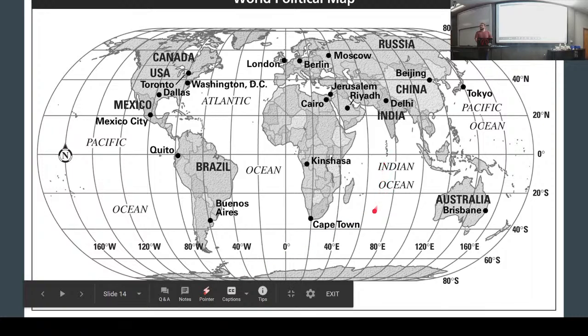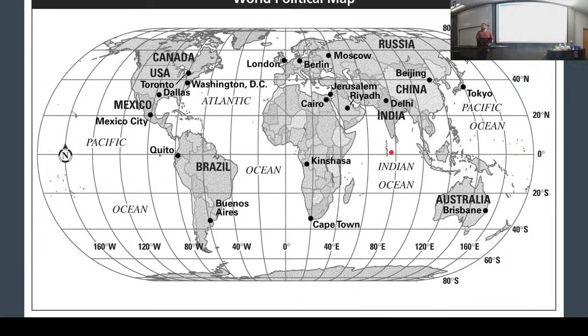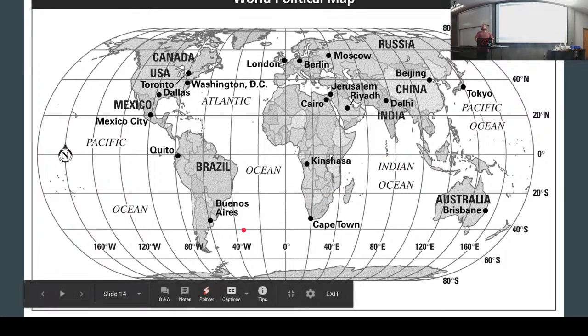So, let's just click the pointer. Yeah. We know it's right up against 80 degrees east. So it'd probably be a safe assumption that Delhi would be at like 30 degrees north and probably around 75 degrees east.